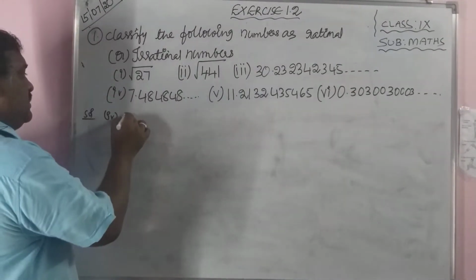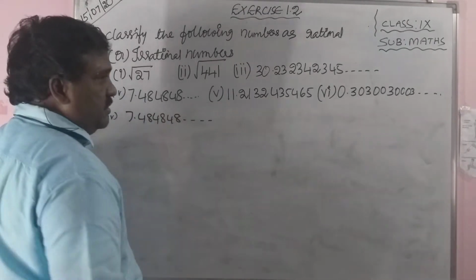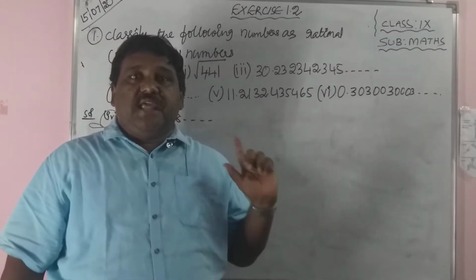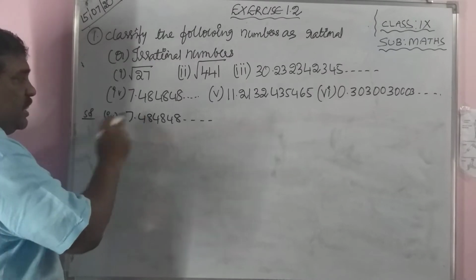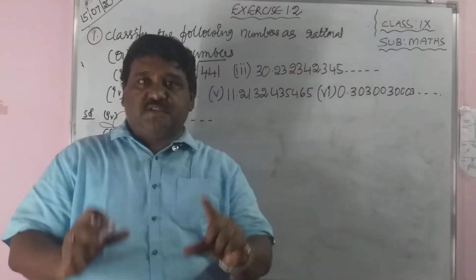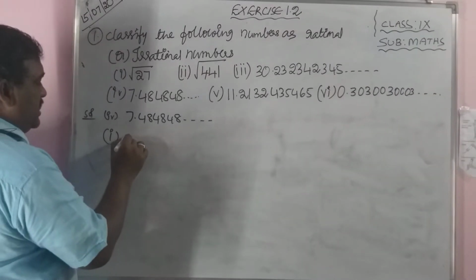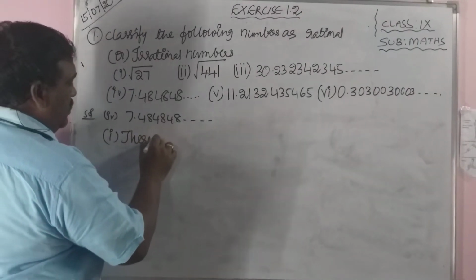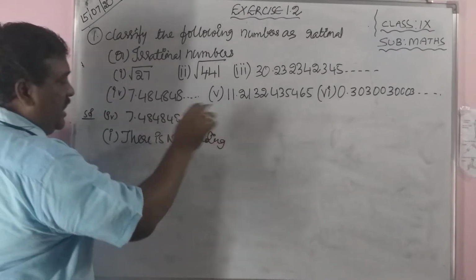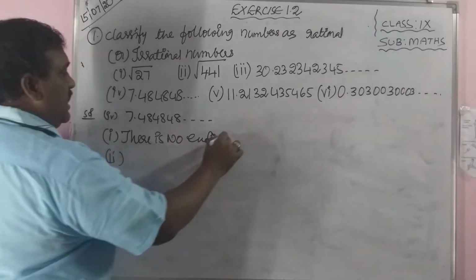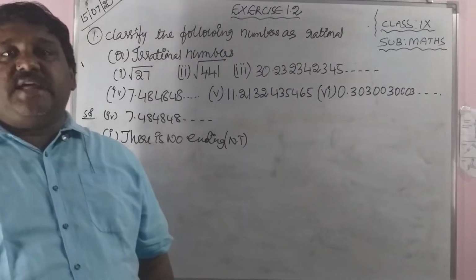Fourth one is 7.484848 and so on. Observe it clearly. What is the first observation? There is no ending. Write your observations. There is no ending means non-terminating.